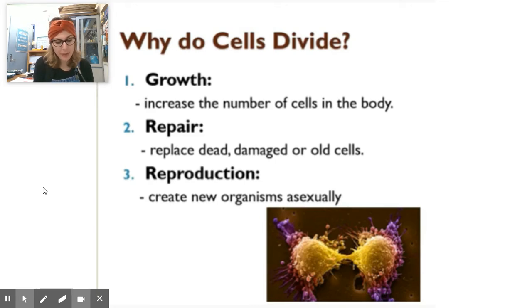All right, the third reason is reproduction. So we can create new organisms asexually through cell division. This wouldn't necessarily be for humans. We do have body cells that do division, but we wouldn't necessarily call that reproduction. But bacteria, for example, are going to just split in half and divide, and that would be how they reproduce.